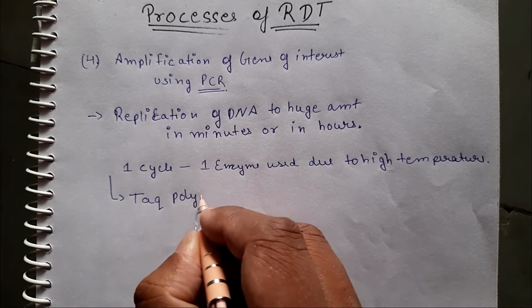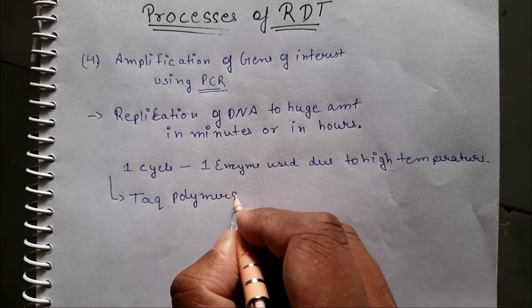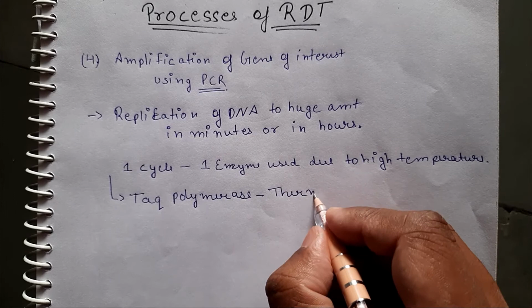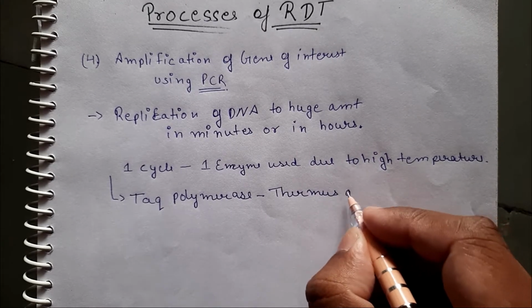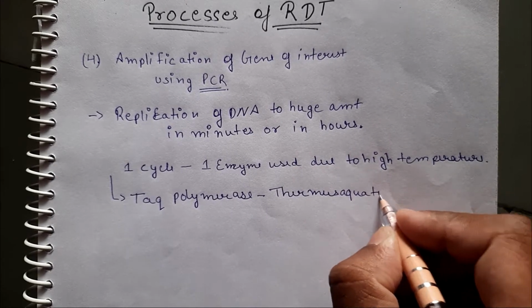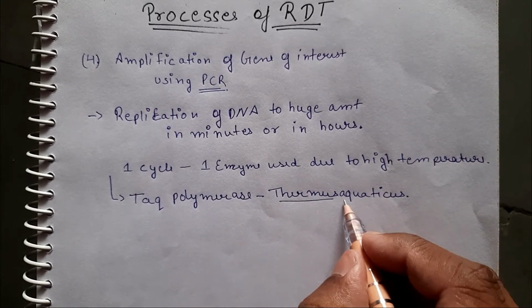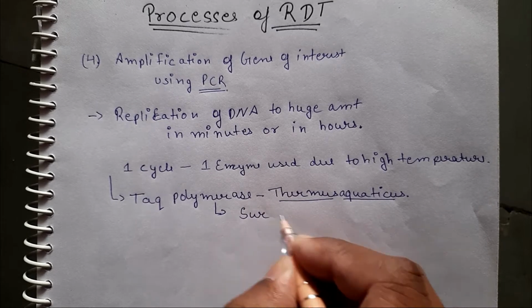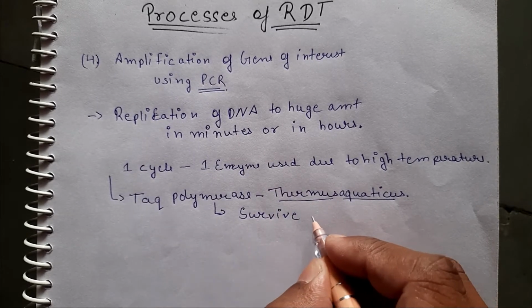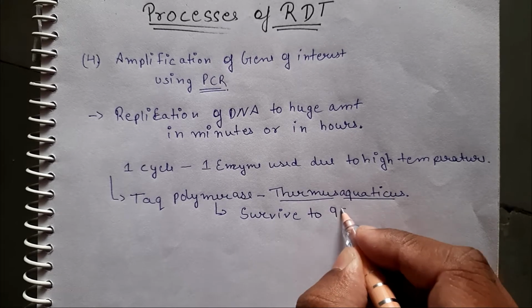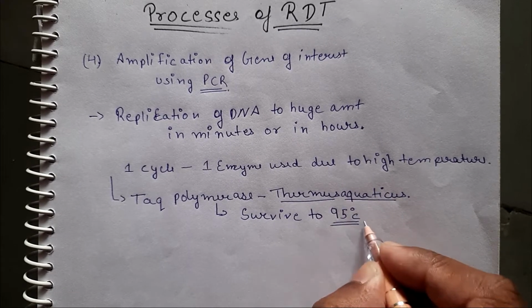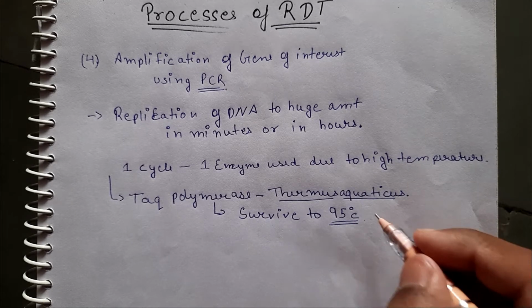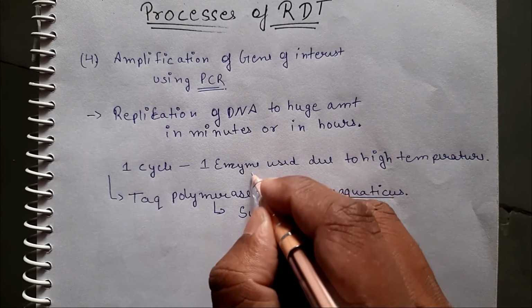First and most important is Taq polymerase. Taq polymerase is also a DNA polymerase, extracted from Thermus aquaticus bacteria, which lives in high temperature areas. This Taq polymerase has the property to survive at 95 degrees Celsius. At 95 degrees Celsius this enzyme does not denature, which is useful for PCR, because high temperature is required for the amplification of DNA.